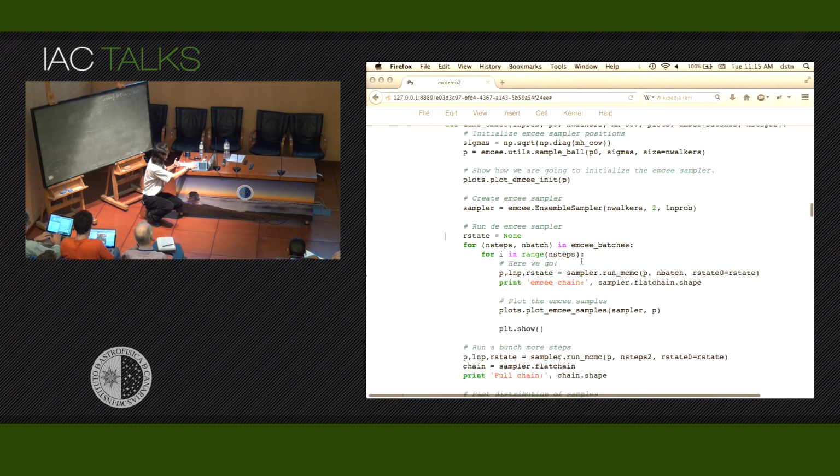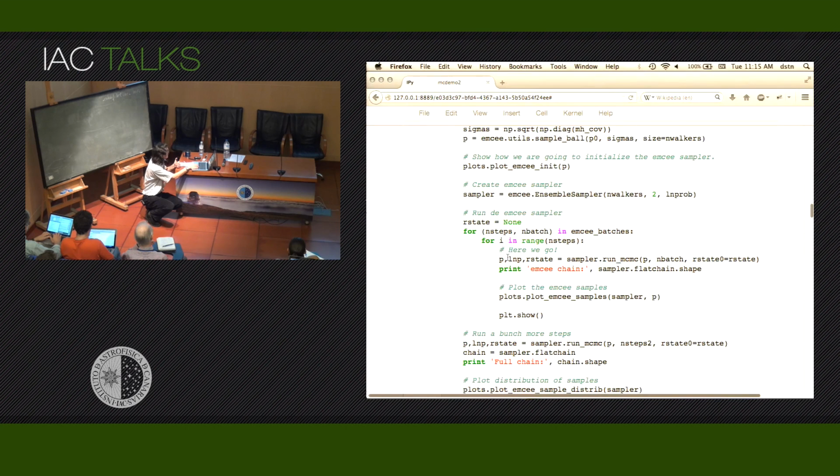And then actually calling it just involves running sampler.run_mcmc. You have to tell it the current position and how many steps you want to take, and then there's some handling of random numbers. It returns a new position in parameter space after having taken that number of steps, a new log probability, and a new random number state, which you don't care about. And essentially that's the end of the game.